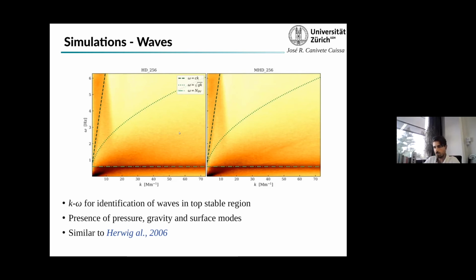So we can see that in our simulation box, we can retrieve these three principal wave modes that are excited because of convection modes that interact with this stable region. And this is also quite similar to what Herwig et al. found in their original paper.